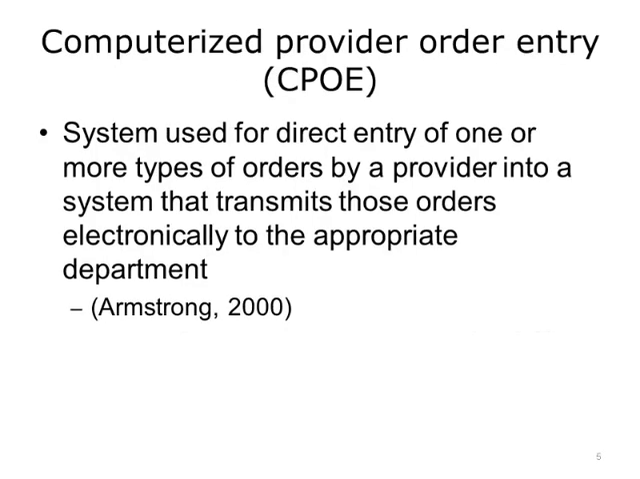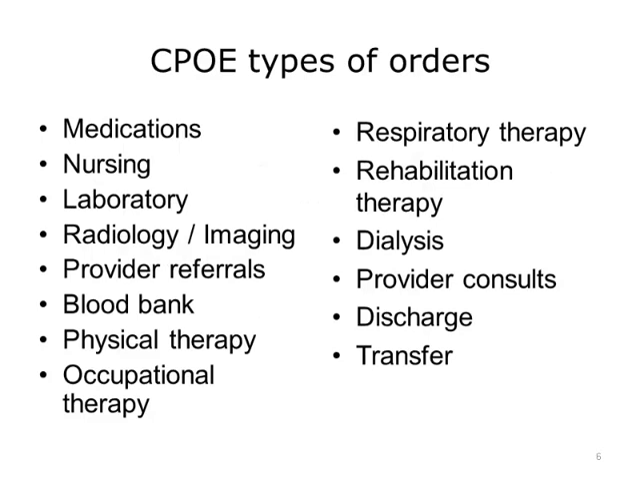Computerized provider order entry, which is also referred to as CPOE, is another functionality within the electronic health record. The American Hospital Association definition of CPOE is a system used for direct entry of one or more types of orders by a provider into a system that transmits those orders electronically to the appropriate department. An example of the use of CPOE is ordering medications. A physician orders a medication for a hospitalized patient using the CPOE system.